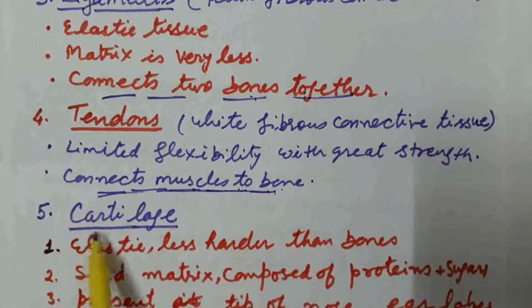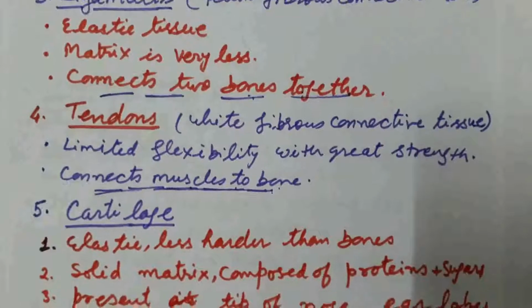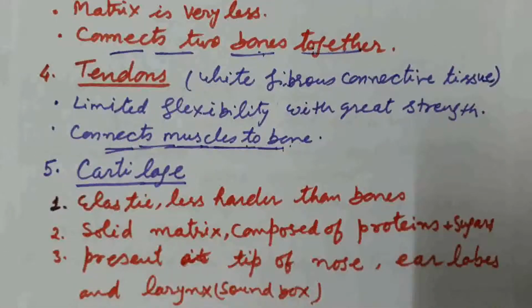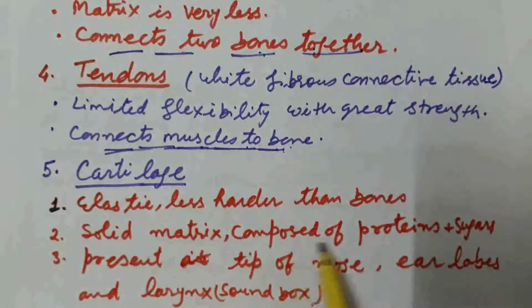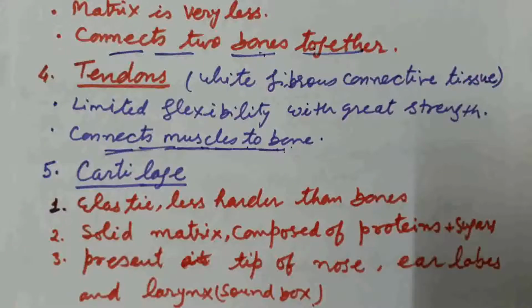Next connective tissue is cartilage. Cartilage is less hard than bones. They are an elastic type of connective tissue. They consist of solid matrix which is composed of protein and sugar.